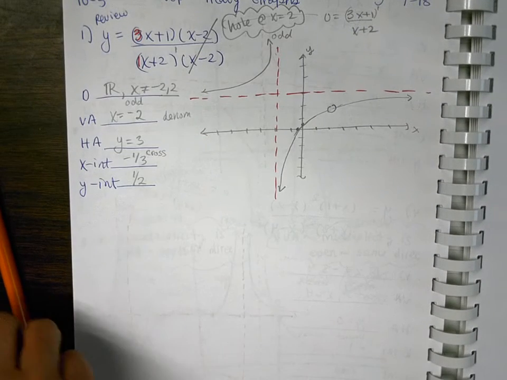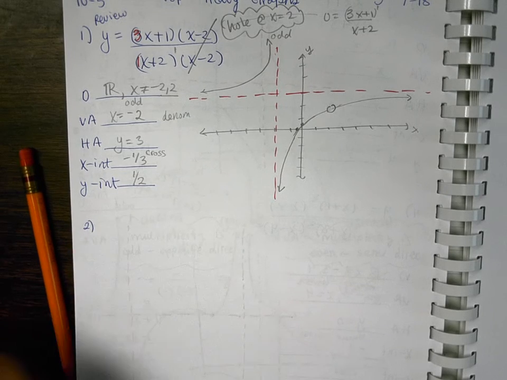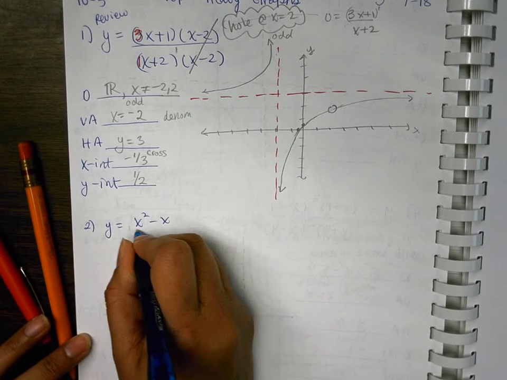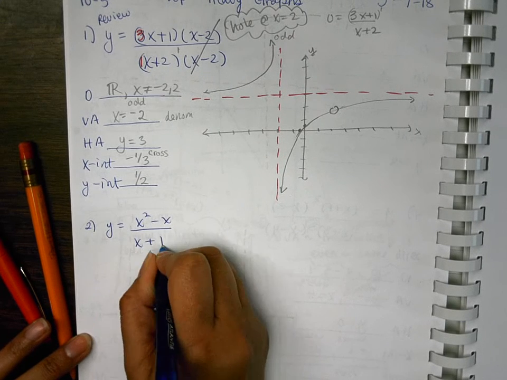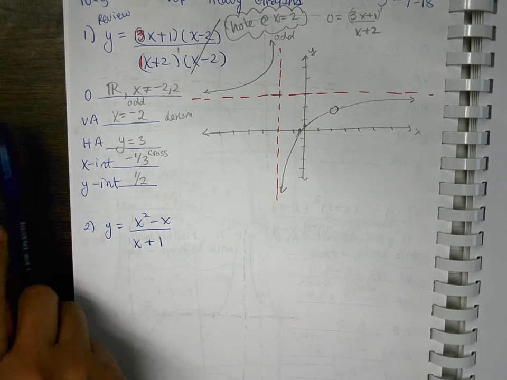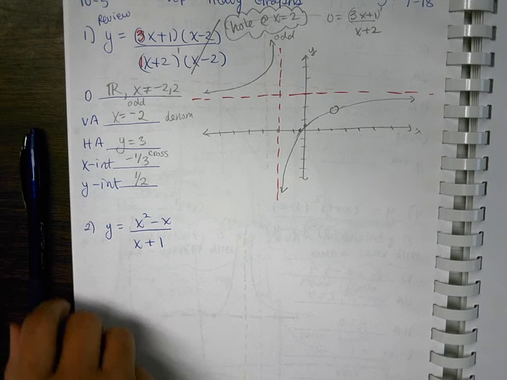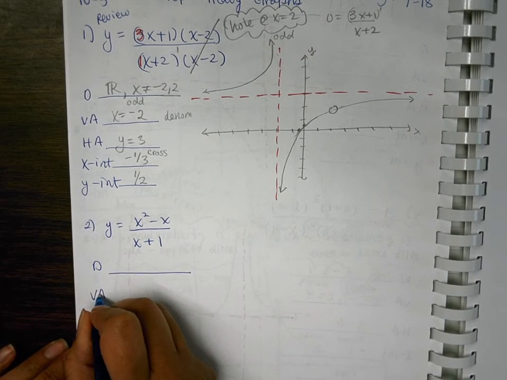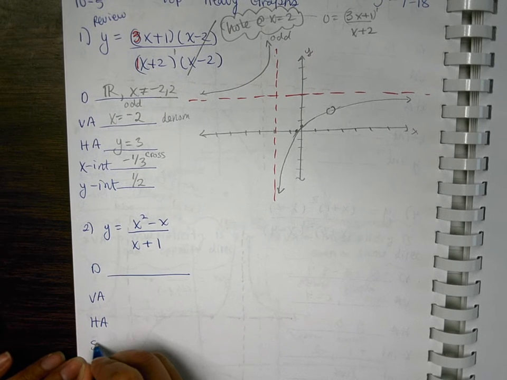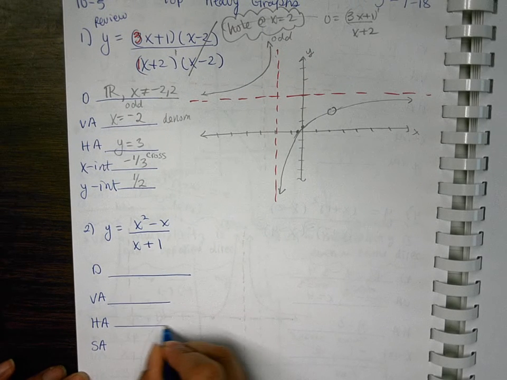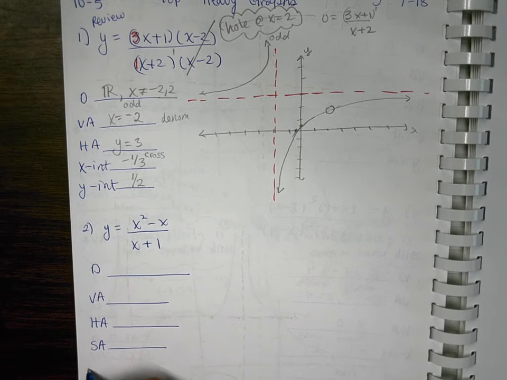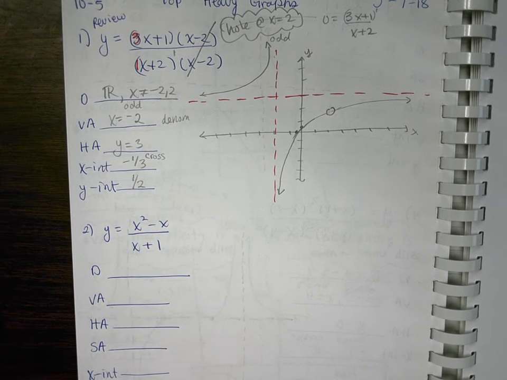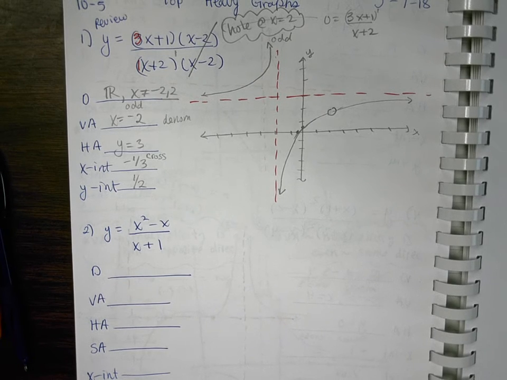All right, new stuff. Number 2, y equals x squared minus x over x plus 1. And we're going to do D for domain, VA, HA, SA. What does SA stand for? Slant. X-intercepts, y-intercept. I want you to do everything except for the slant. That's the only one you don't know how to do. So you're doing everything except for the slant.